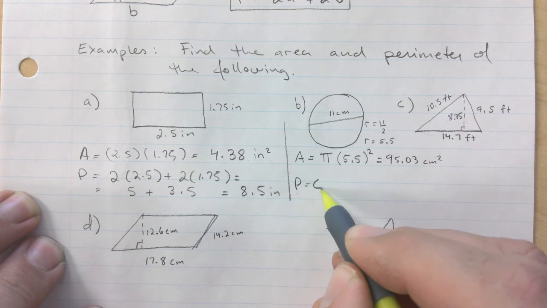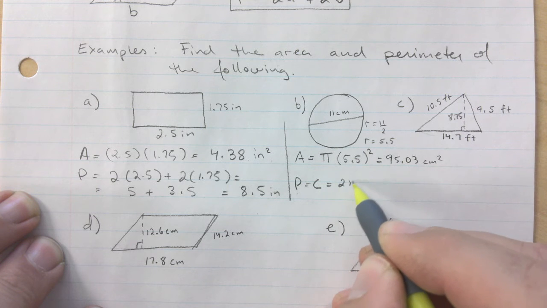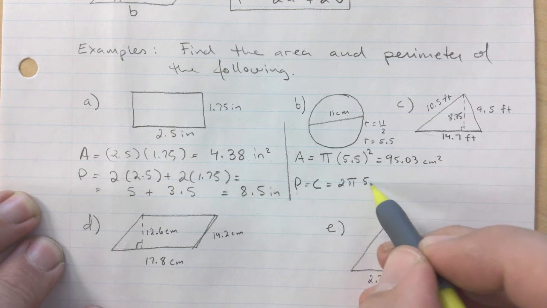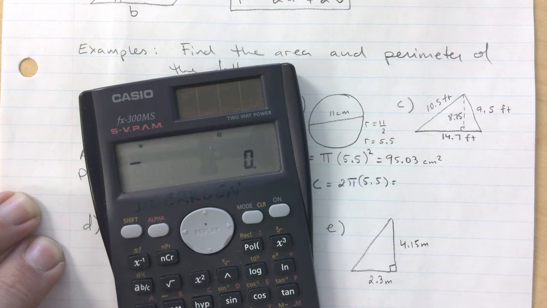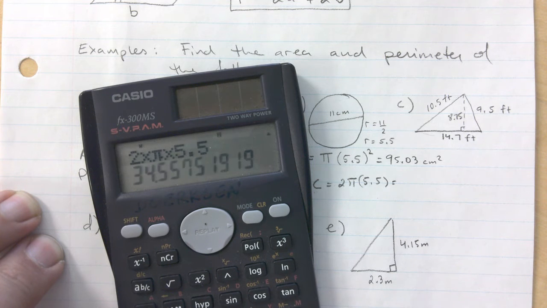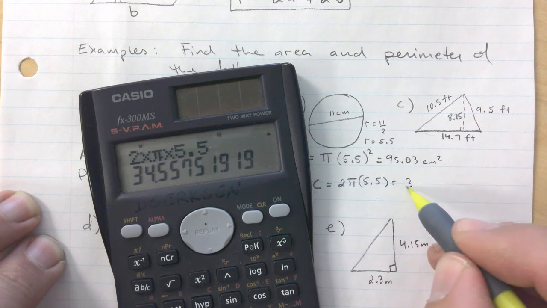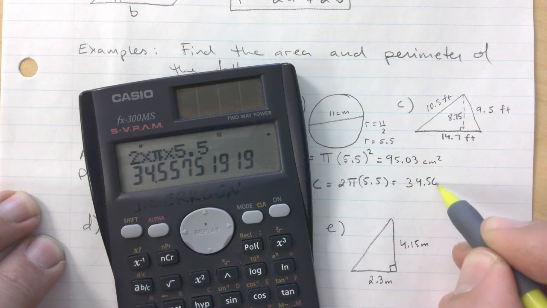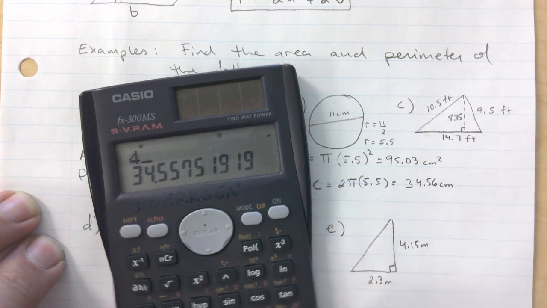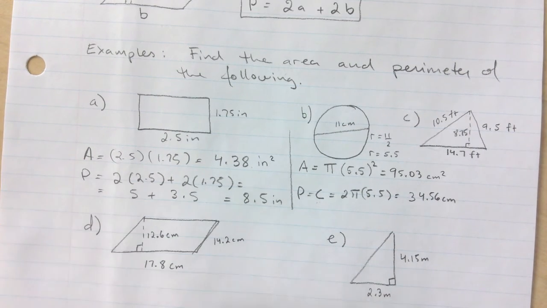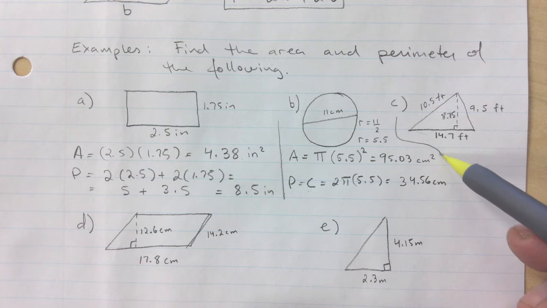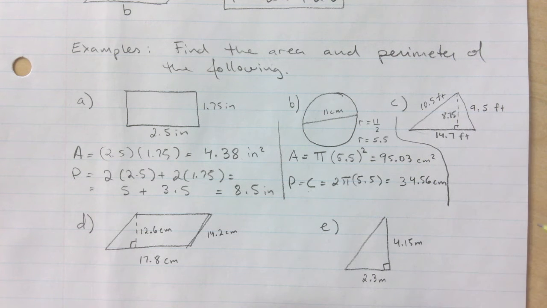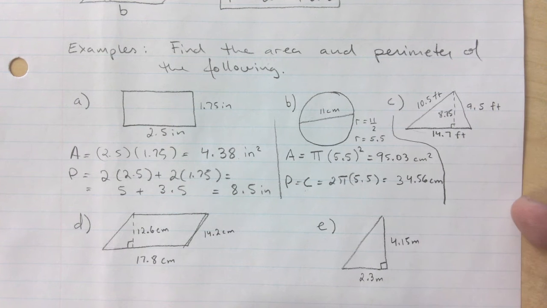Perimeter is really just circumference, right? Which is 2 times pi times 5.5 because that's what your radius is. And so we go ahead and go 2 times pi times 5.5, and that's 34.56. And that's just centimeters, not squared, okay? And I just ate up all the room that I needed for that triangle. So I apologize if it's going to be a little difficult to see.